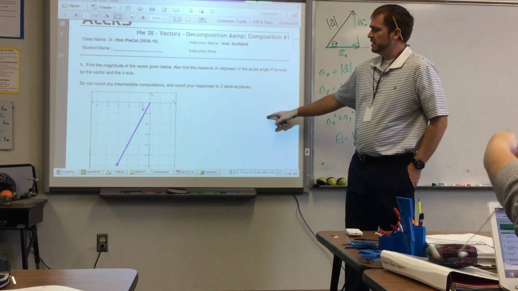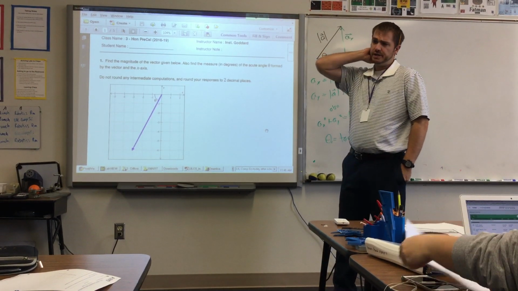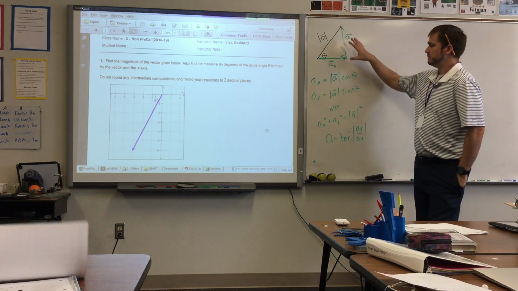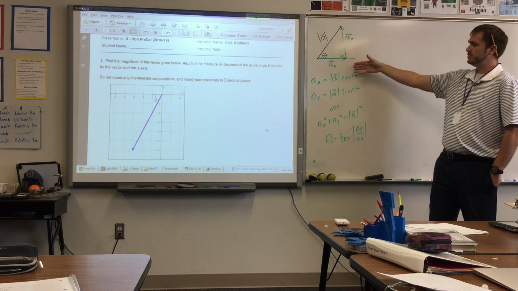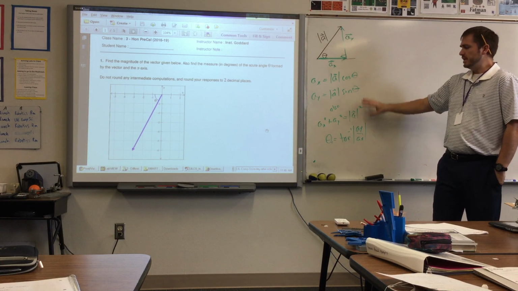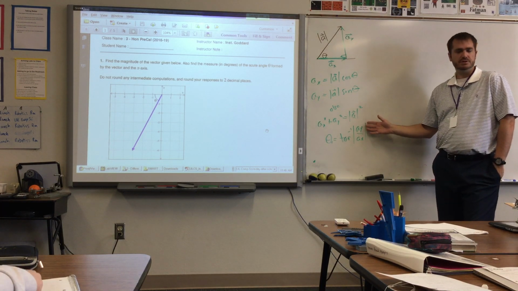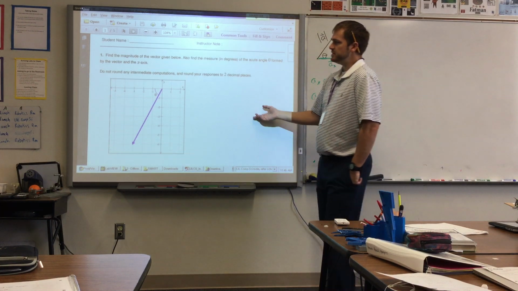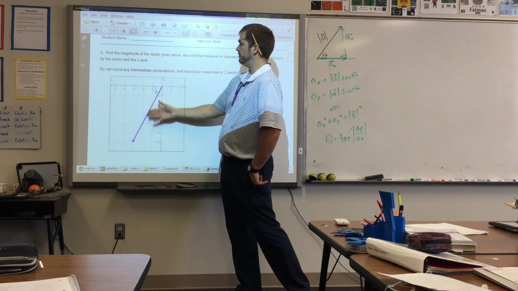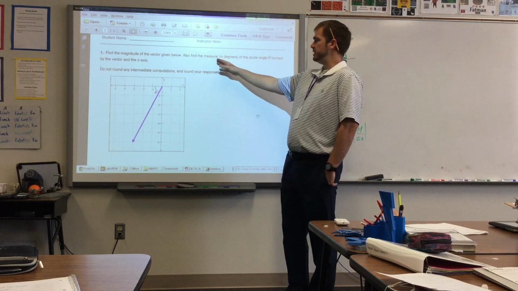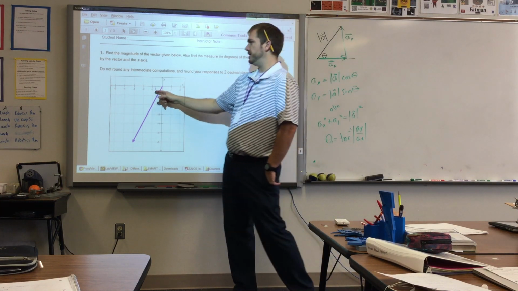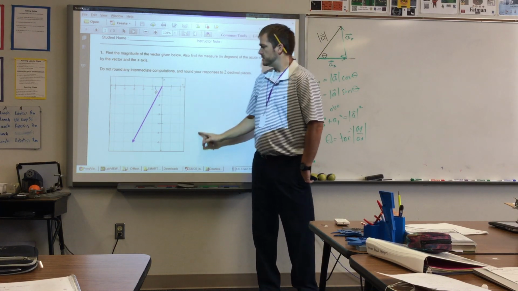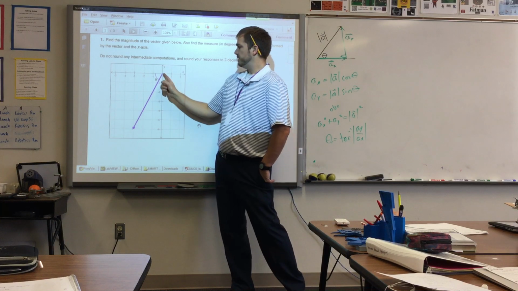Okay? So, essentially on homework 38, there's two types of problems. There's the ones where I give you the magnitude and direction, and you're trying to find the x and y component. And then the other ones where I give you the x and y component, and you find the magnitude and direction. Looking at this first problem, it says, find the magnitude of the vector given below. Also find the measure in degrees of the acute angle theta formed by the vector in the x-axis. Okay? So, don't round anything.